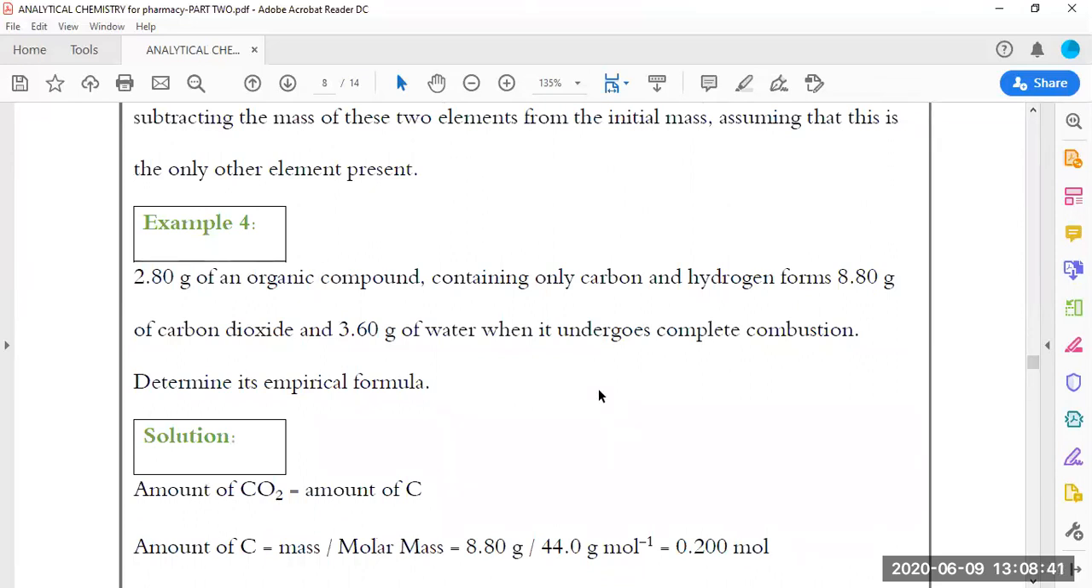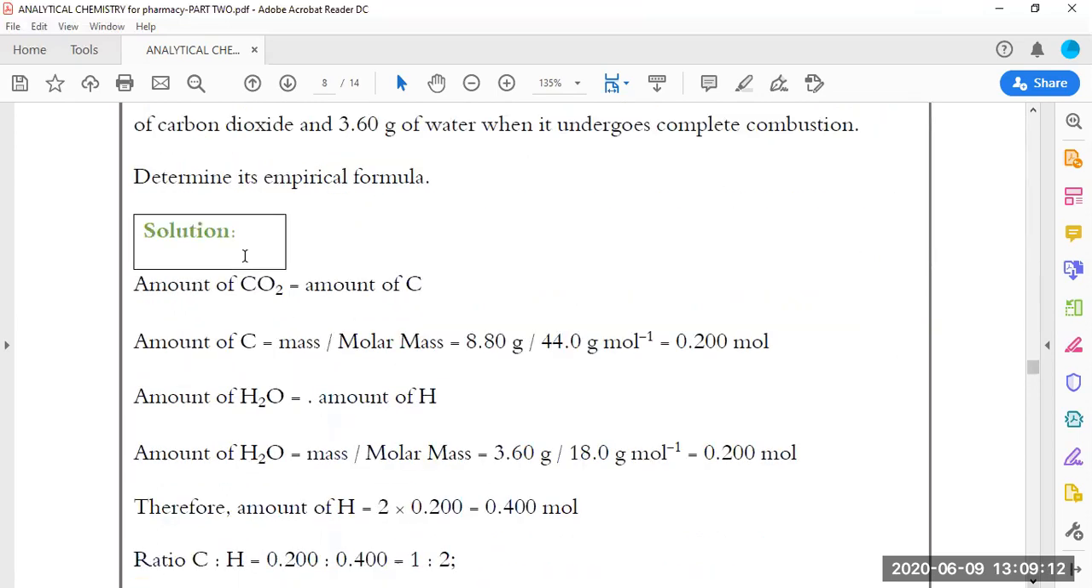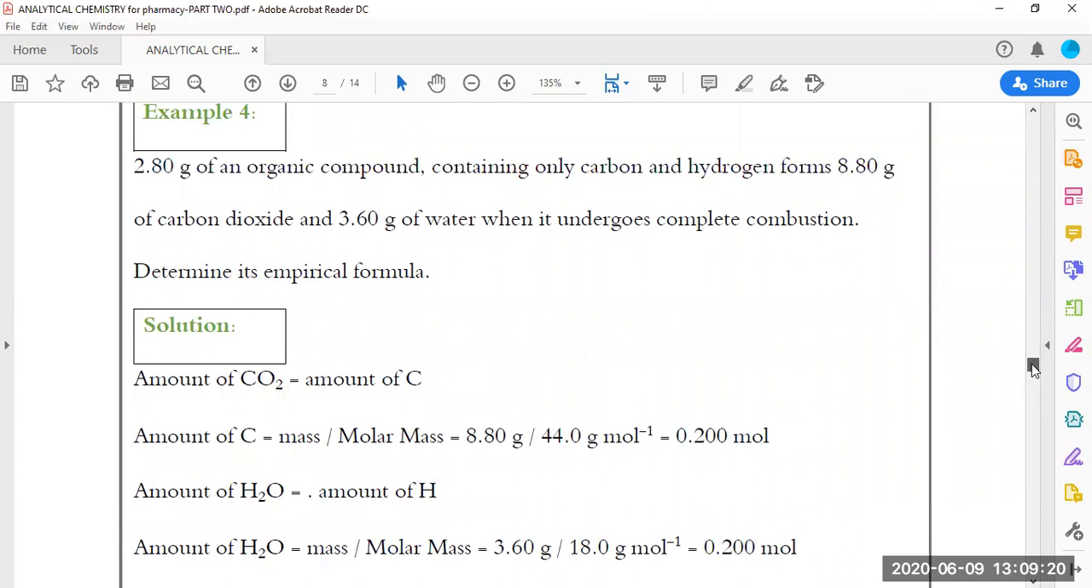This is another example: 2.8 gram of an organic compound containing only carbon and hydrogen forms 8.80 gram of carbon dioxide, so we know how much carbon dioxide we have, and 3.6 gram of water, so we know how much water we have. That's what we need, and we have the mass of the sample. It says determine its empirical formula. Because carbon dioxide contains only one carbon, and all the carbon is converted to carbon dioxide, it has the same number of moles. So the amount of CO2 given out is the same as the amount of C. So what's the amount of C? It's the mass divided by the molar mass.